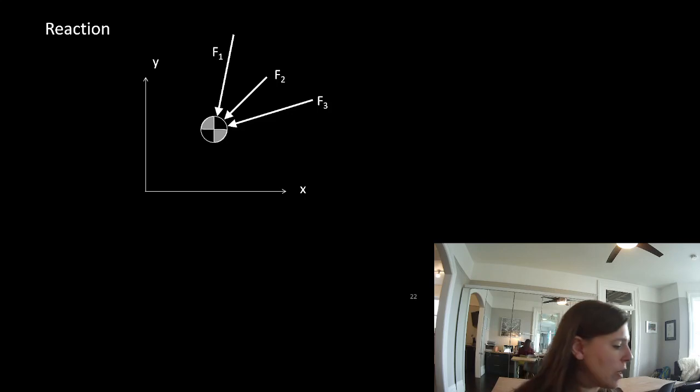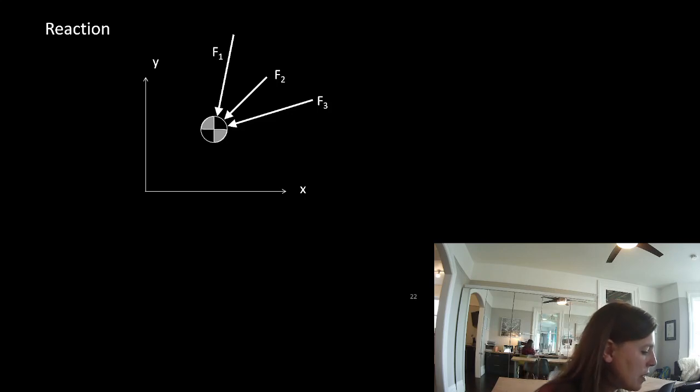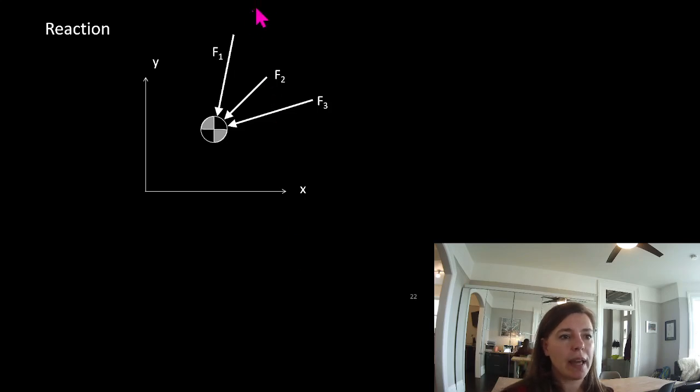Let's take a look at this one. Does this one have numbers? No, this one's a visual. Okay, F1, F2, and F3, all pushing on this object.